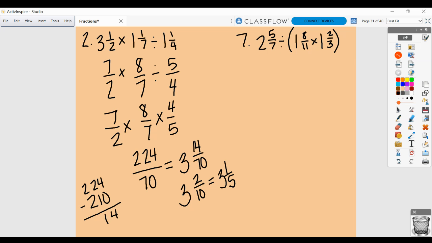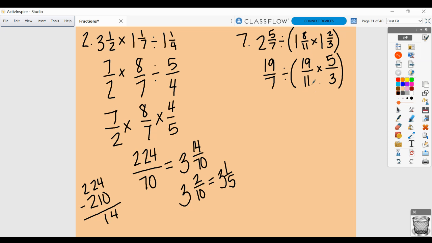All right, number 7, you do have parentheses with this one. So you will want to do the parentheses first, but we also want to flip these over to improper fractions. So 14 plus 5 is 19. 11 plus 8 is 19. 3 plus 2 is 5. Okay, so you want to multiply inside of the parentheses first.